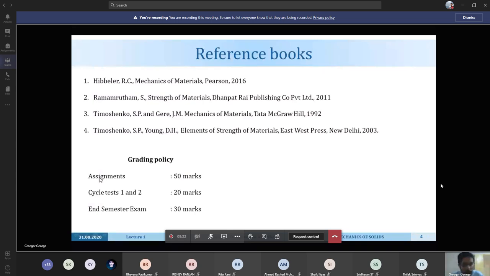This is the grading policy. Assignments will be 50%. Then cycle tests will be 10 marks each, 2 cycle tests, and the end semester exam will be 30 marks. The number of assignments we have to decide, but minimum there will be 5.